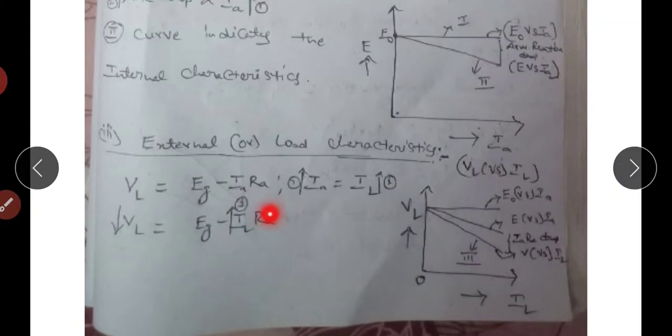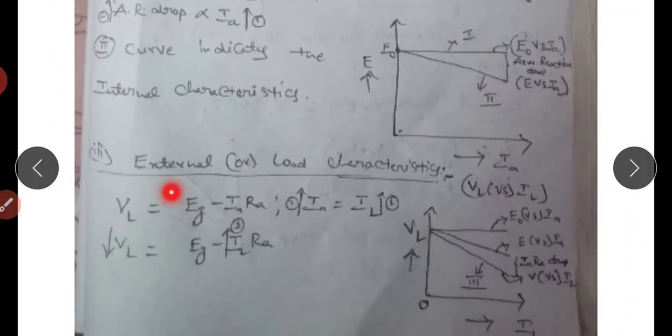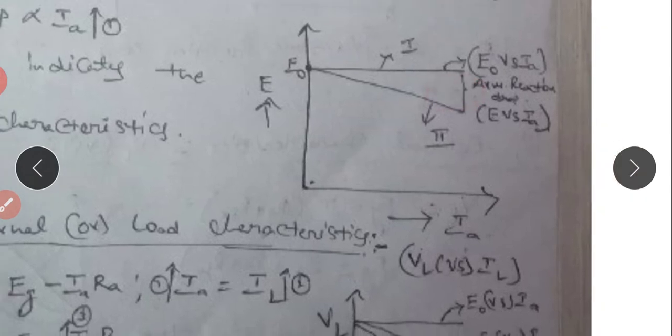So now by using this equation, we can draw the graph between VL versus IL. Here, by increasing the load current, IL into Ra value increases. If IL into Ra increases, Eg minus IL into Ra value decreases. So by increasing the IL value, the VL value decreases from the generated EMF values. So by using this second curve, we can draw the VL versus IL graph. For load characteristics, the second curve is the reference curve.